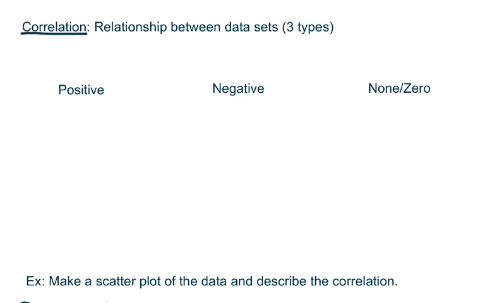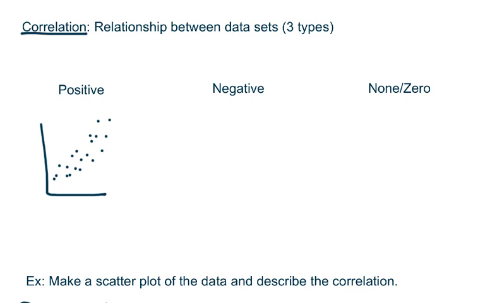So there are 3 types of correlation. There's positive correlation, there's negative correlation, and then there's either none or zero correlation, however you want to say it. It doesn't really matter. I'm going to draw you 3 pictures here. Positive correlation. We just had an example of positive correlation. It looks something like this.